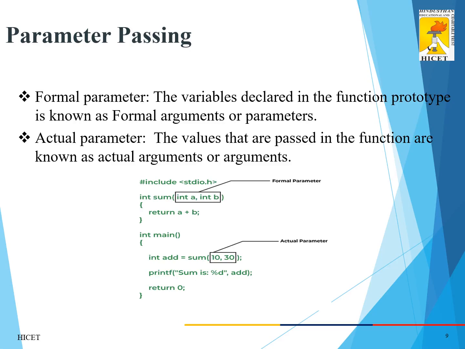For example, in this program, int sum(int a, int b). Here a and b are formal parameters. When we call the function using sum(10, 30), the values 10 and 30 are the actual parameters. Values will be copied into a and b inside the function. Let us recap: formal parameters are defined in the function. Actual parameters are values we pass when we call a function.